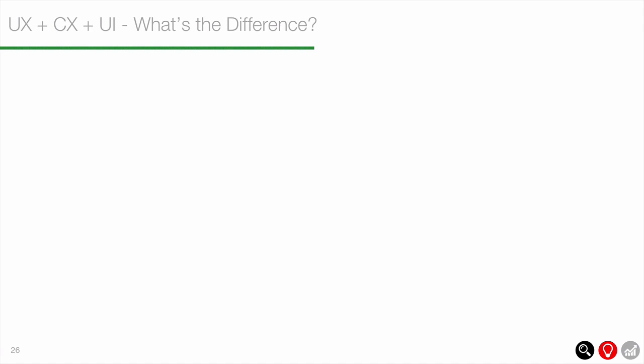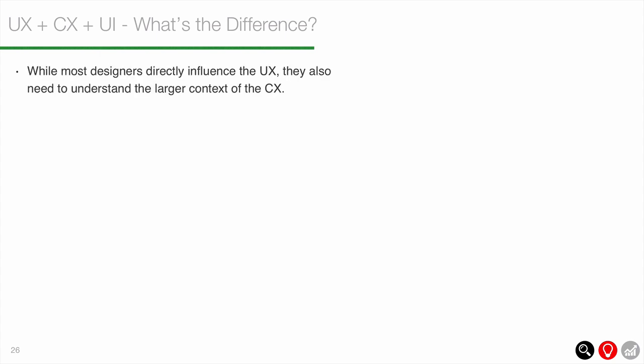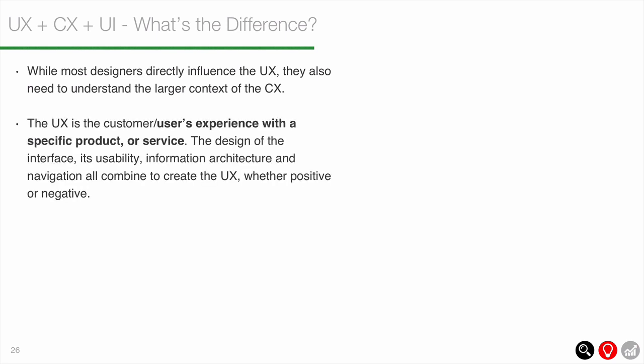So what's the difference between UX, CX, UI? Do you know what the terms mean? UX, user experience; CX, customer experience; and UI, user interface. You probably, during your day-to-day lives, have heard a little bit about the different terminologies, but it's always good to just define what they are. Most designers directly influence the user experience, but they also need to understand the larger context of customer experience. And the user experience is really the user or customer's experience with a specific product or service.